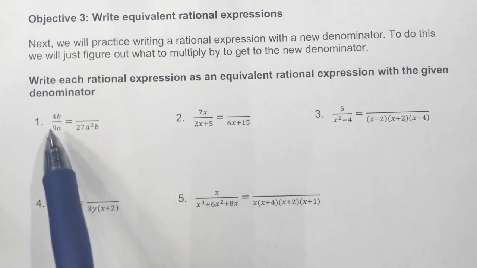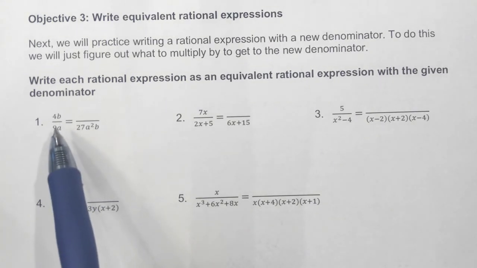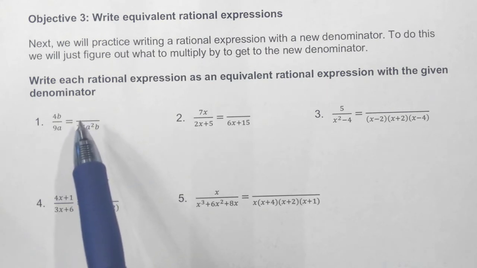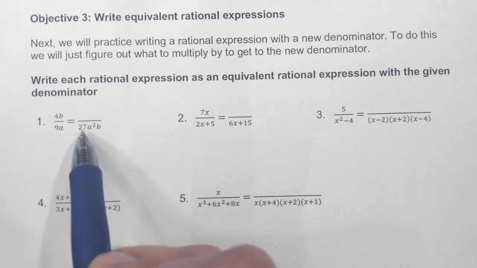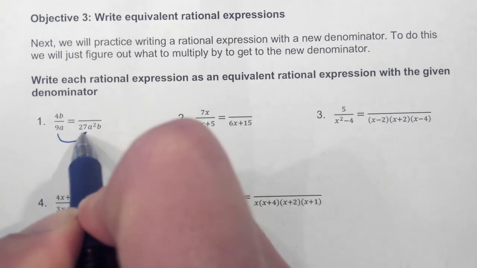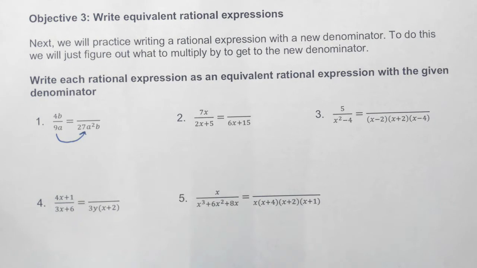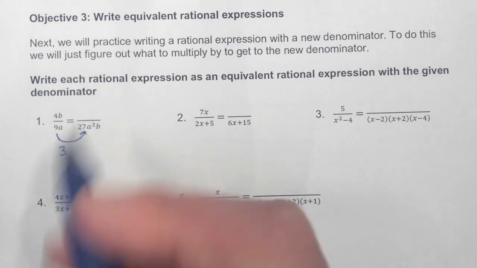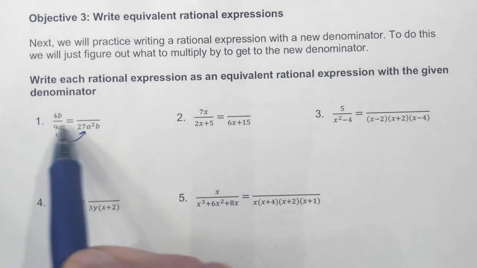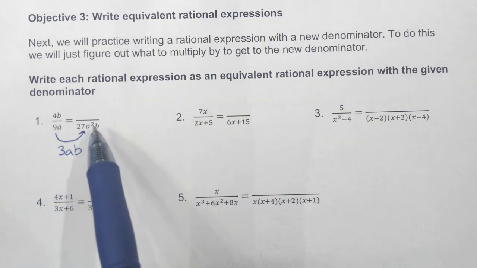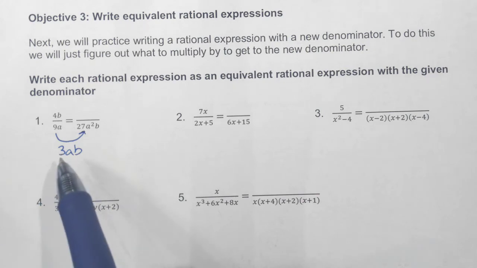Okay, on the back, so this one, they're saying if this was my previous denominator and I need my new denominator to be this, what would the new numerator be then as well? So all you have to do is figure out from here to there, what did you multiply by? So I just draw a little arrow, and I say from 9 to 27, we multiplied by 3. And then from a to now a squared, there's an additional a. And then from no b's to having a b, there would be a b. So to get from 9a to 27a squared b, you multiplied by 3ab.